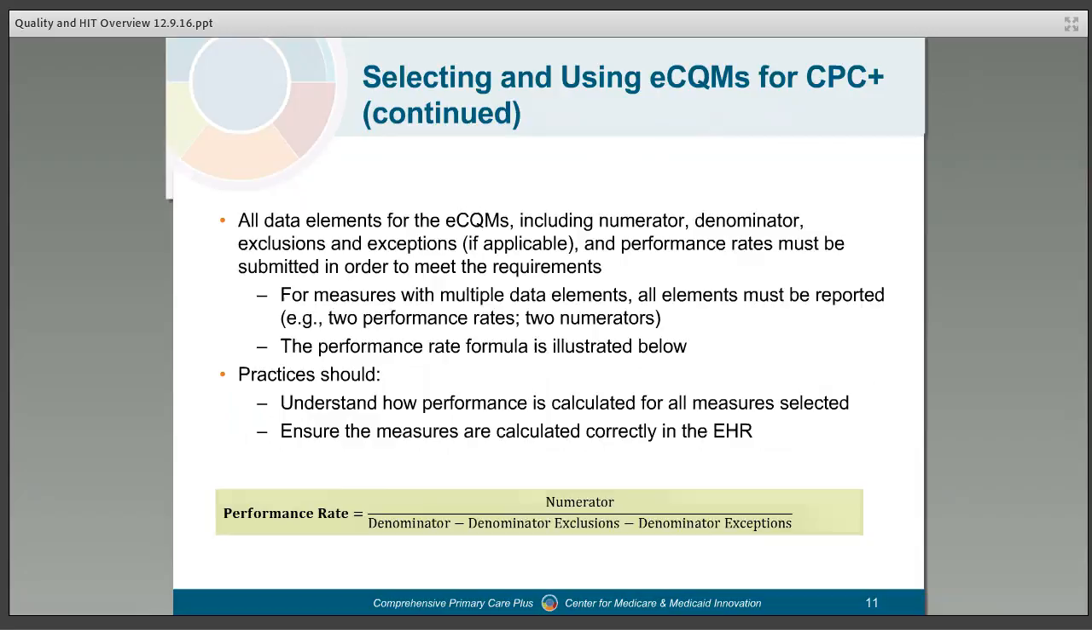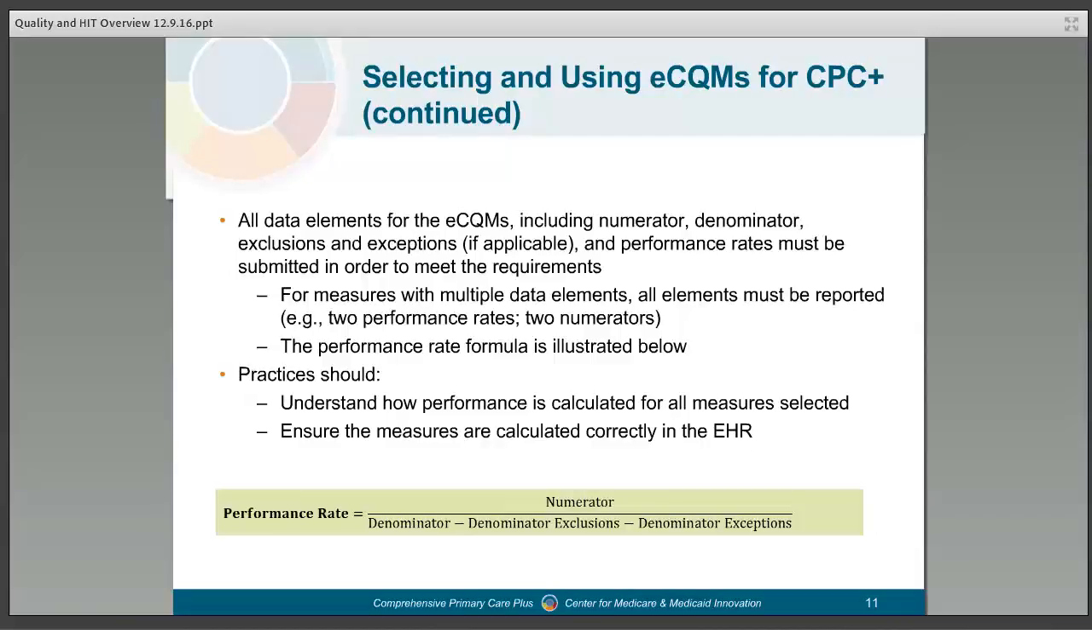All right, so when you report the eCQMs to us, we require that you report all components, all data elements of the eCQM. So the numerator, denominator, and if there are any exclusions and exceptions, you also report those. We found in CPC that there are times when practices will report this information, but then give us the incorrect performance rate. So we have the performance rate calculation here just to remind you how this calculation is done.